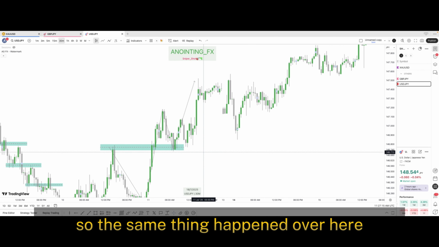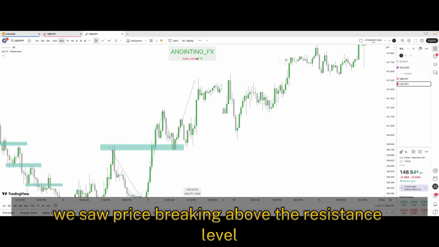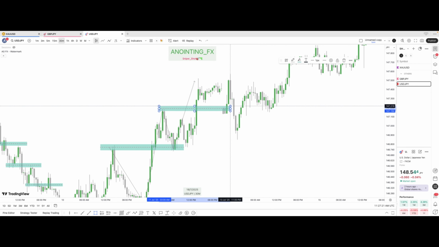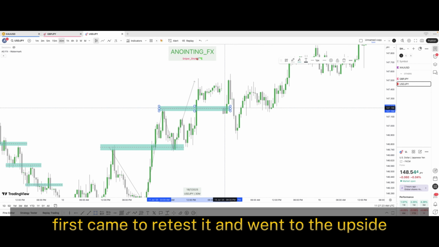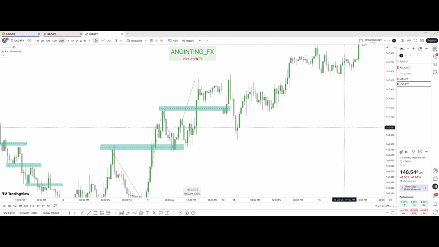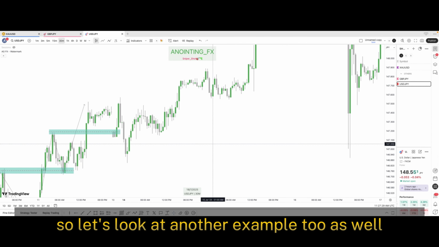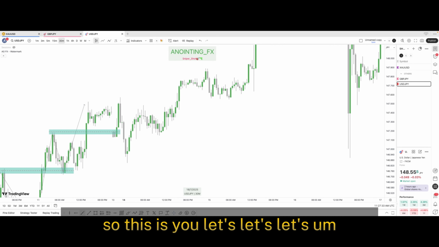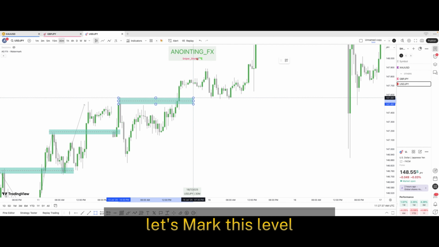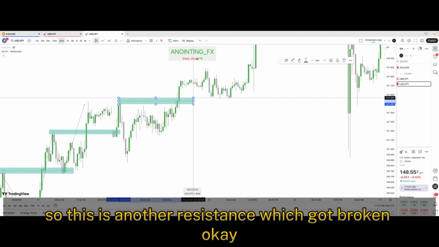So the same thing happened over here. We saw price breaking above the resistance level, came back to retest it and went to the upside. So let's look at another example too as well. So let's mark this level. So there is another resistance which got broken.